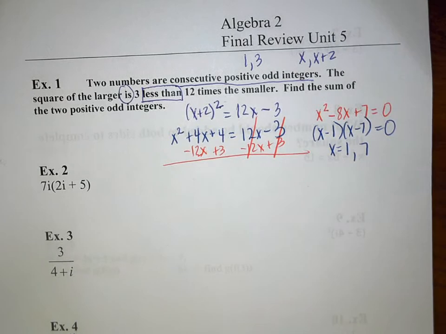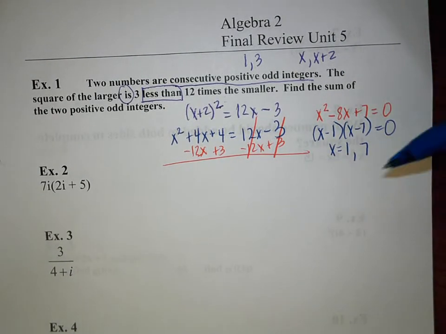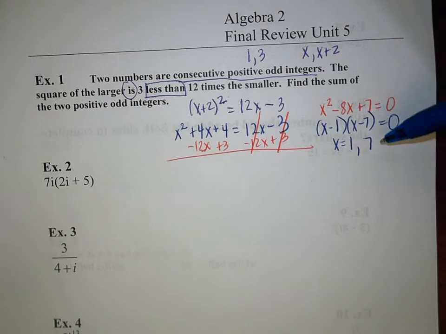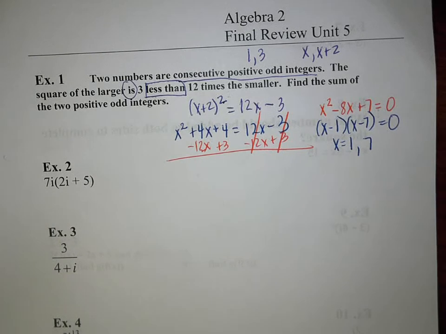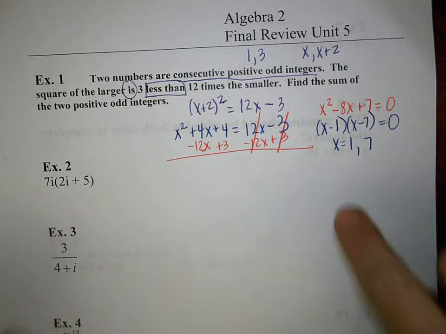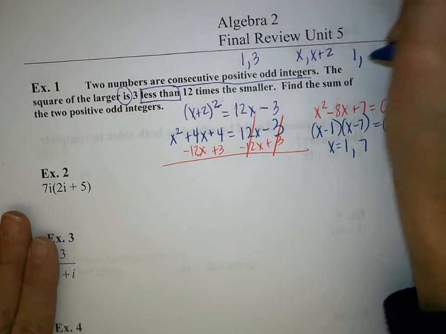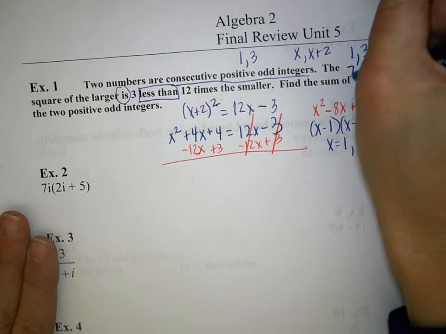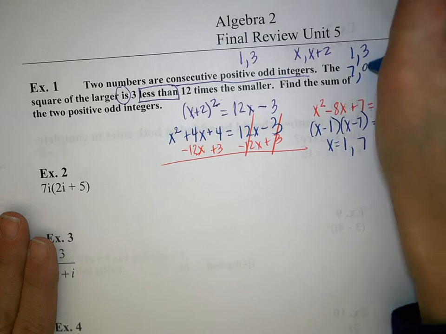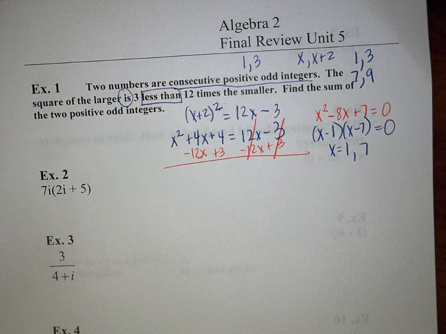1 and 7. Now, these are giving you the first term. So we normally check. And oftentimes one of the numbers don't match. But in this case, are these both positive odd integers? Right, because they're both like the x values, not the x plus 2 values. Okay, so if x is 1, the consecutive number next to 1 is what? 3. If x is 7, the consecutive number next to 7 is 9. So you actually have two different sets of answers here. So we have 1 and 3 and also 7 and 9.